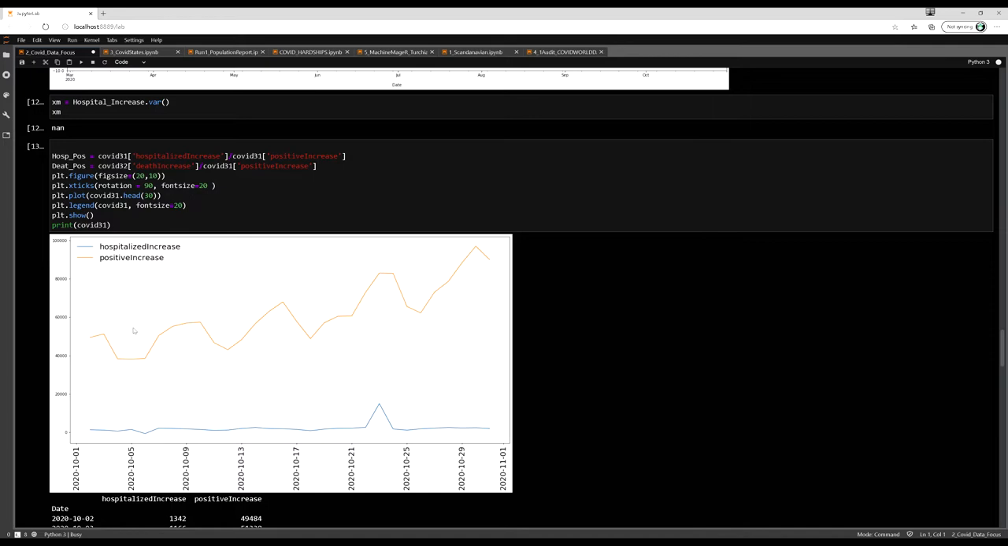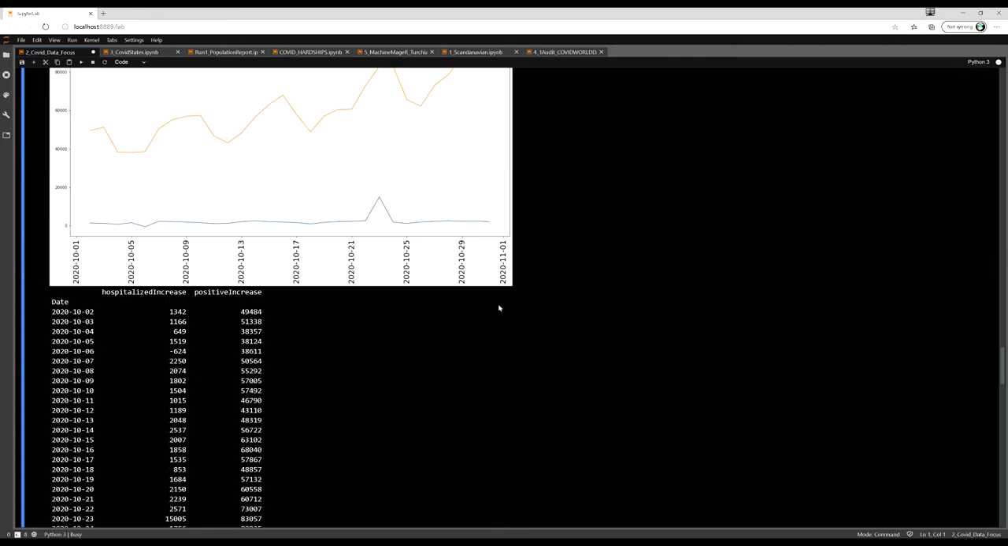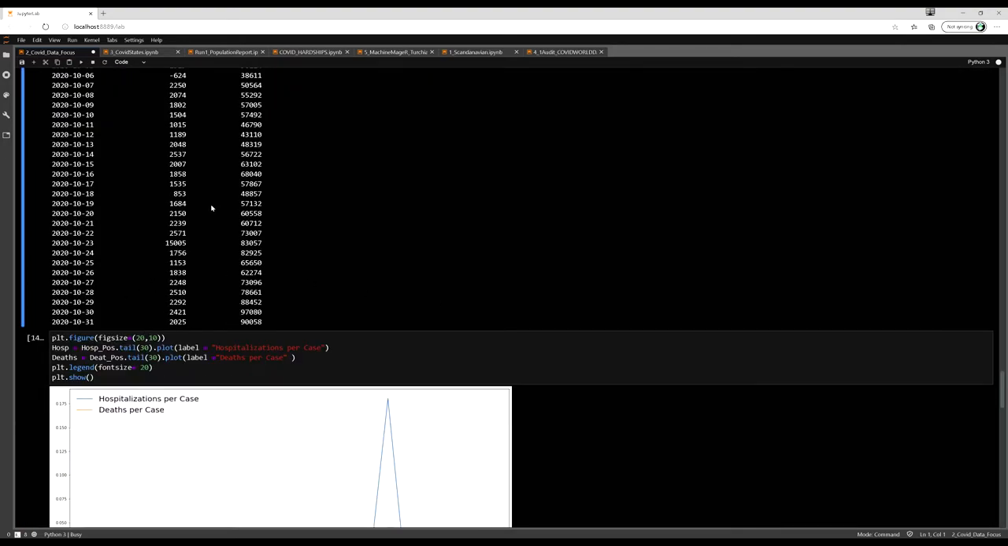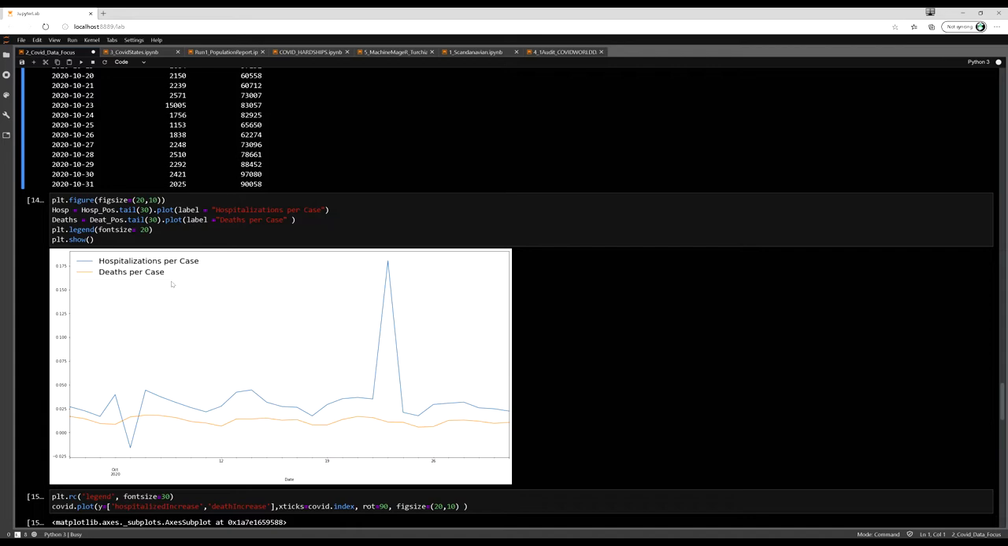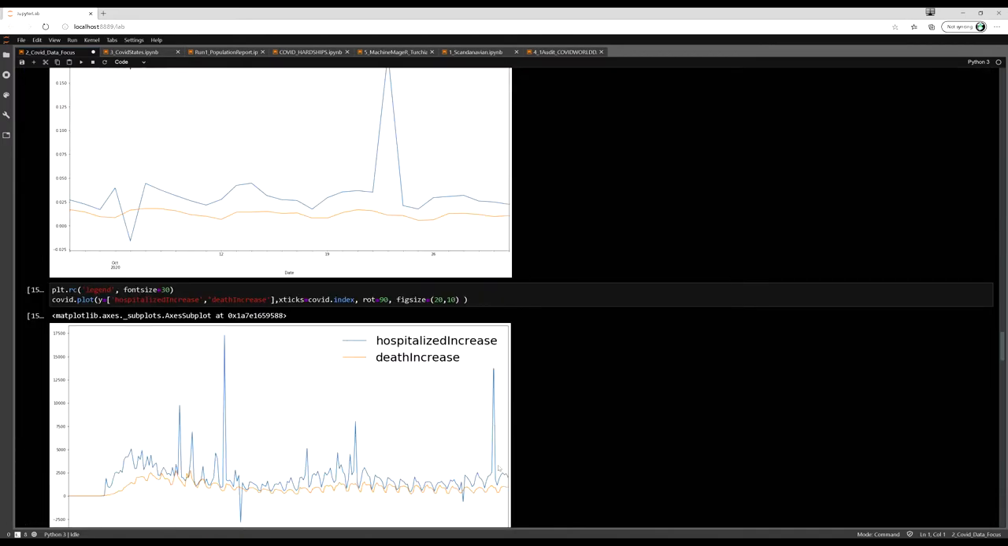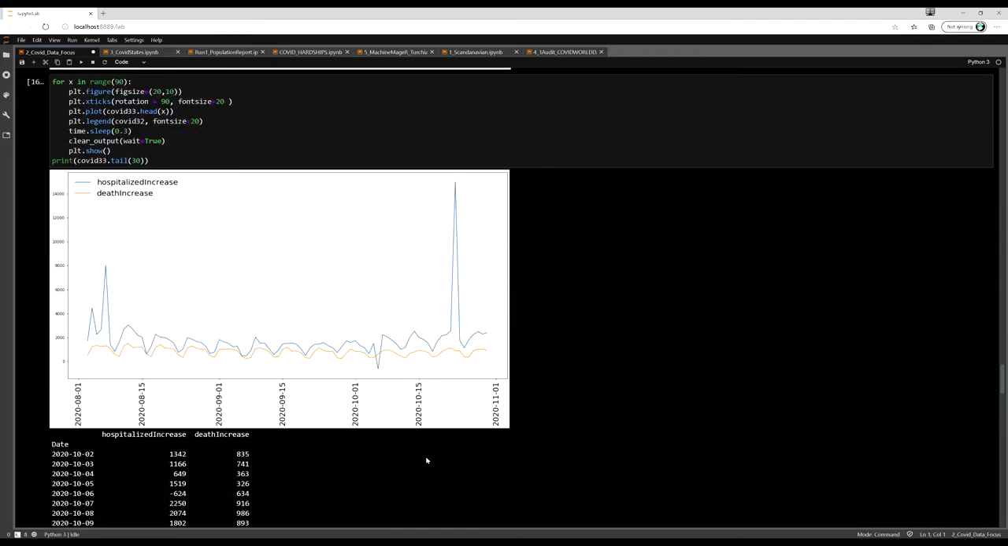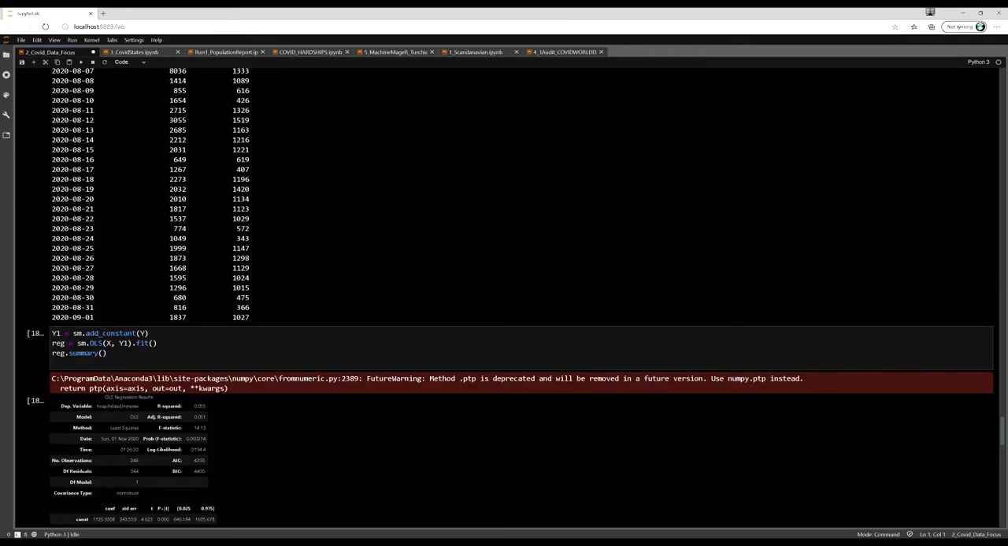All right, positive increase as far as testing, the hospitalization increase up to this time. What do you see? You tell me. There's your numbers: hospitalization cases and death per case. Look at those lines, they almost run parallel. Yeah, you have a little anomaly here and there, but for the most part, from October to the end of this month so far, pretty similar. Same parallel numbers.